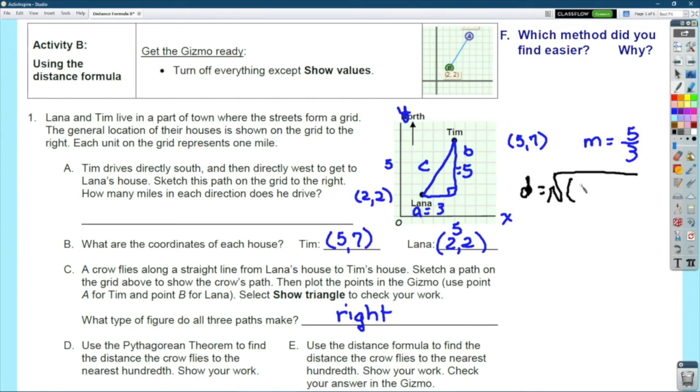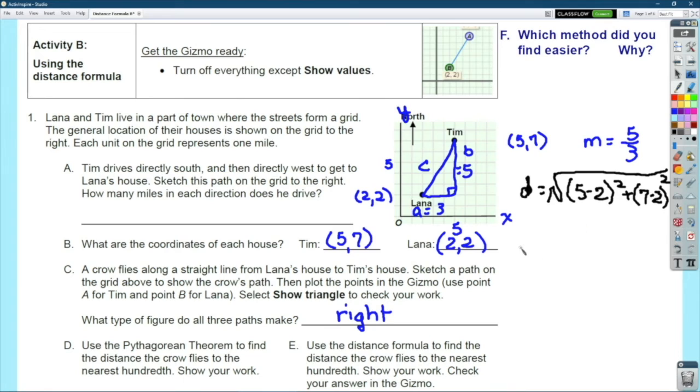So we're going to do 5 minus 2 squared plus, and then we're going to do 7 minus 2, and we have 7 minus 2 squared. It's a little squiggly. My pad's starting to die. Let's hope it lasts. So now we go ahead and we do this.